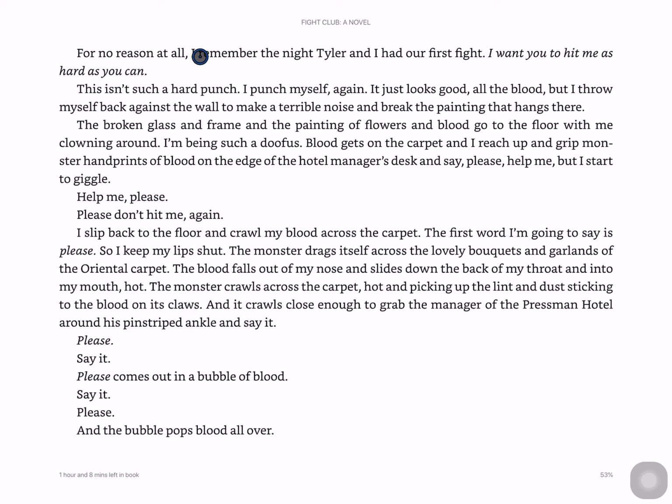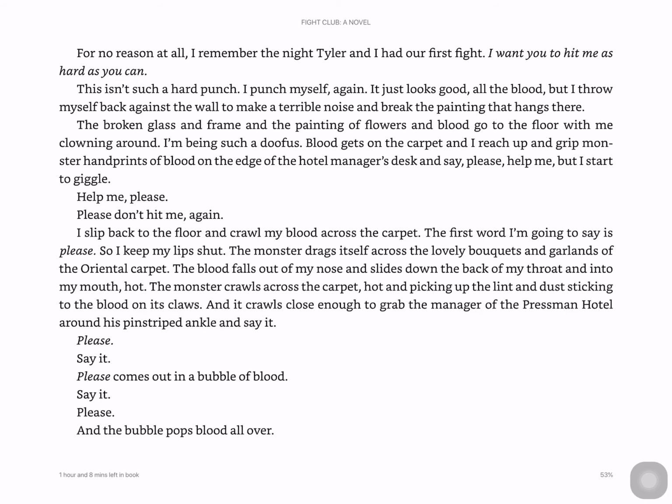For no reason at all, I remember the night Tyler and I had our first fight. I want you to hit me as hard as you can. This isn't such a hard punch. I punch myself again. It just looks good, all the blood, but I throw myself back against the wall to make a terrible noise and break the painting that hangs there." So now we can appreciate there is a reason why he remembers the night that Tyler and he had their first fight, and it's because on a literal level, all that was going on there was the narrator beating himself up, which is the exact same thing that's going on here. So again, guys, that evidence was there all along.